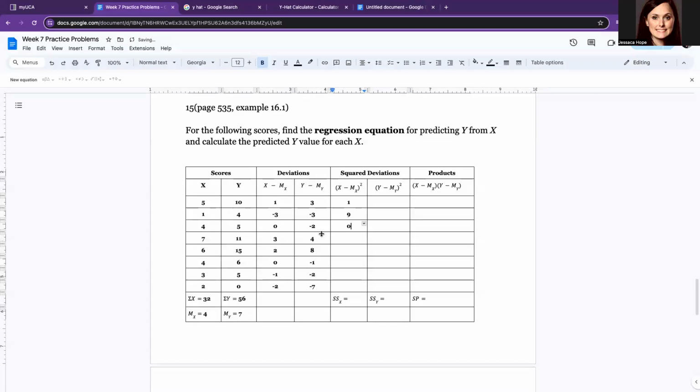0 is 0. 3 is 9. 2 is 4. 0 is 0. Negative 1 is 1. Negative 2 is 4. And moving on to y, you get 3 times 3 is 9. 9, 4, 16, 64, 1, 2, negative 2 squared is 4. Negative 7 squared is 49.